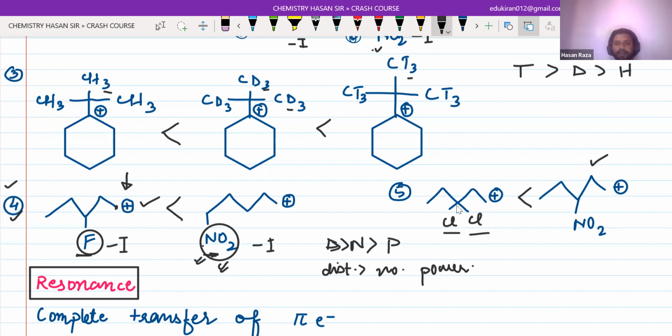And here you can see distance is same, but the number of groups is greater. So 2 chlorine will have more withdrawing power than 1 NO2. Is that clear?